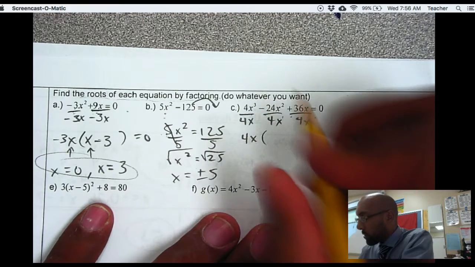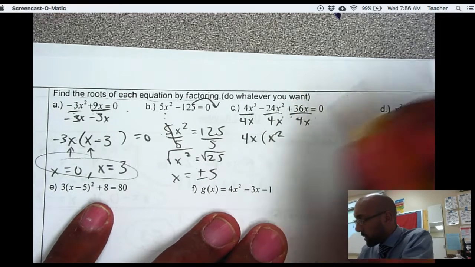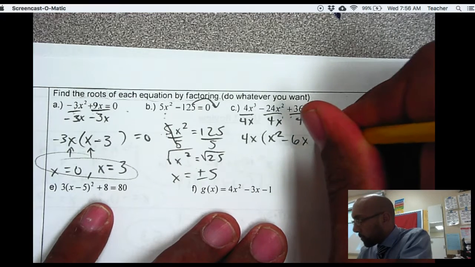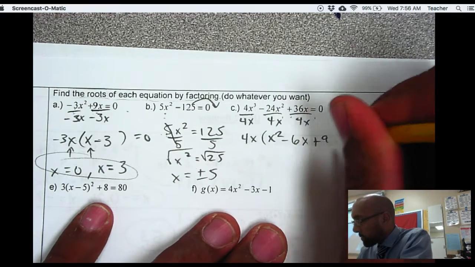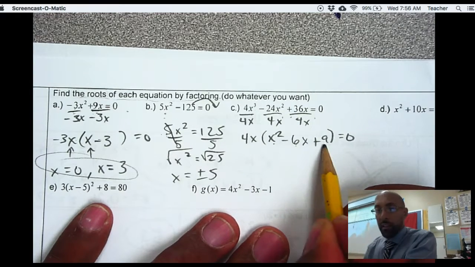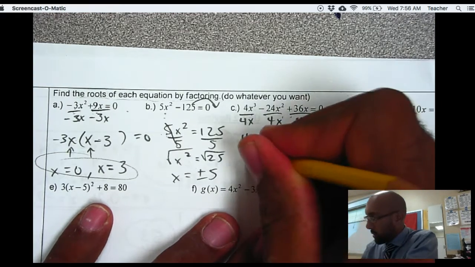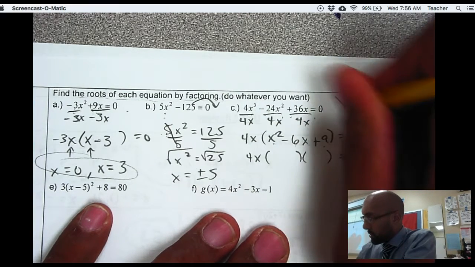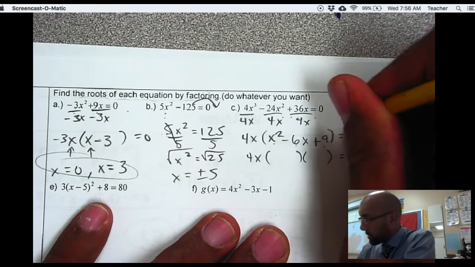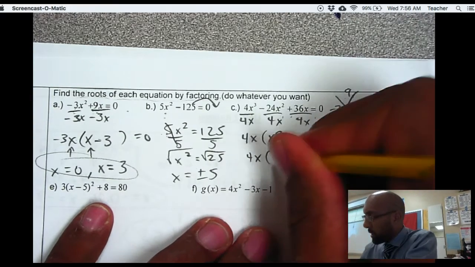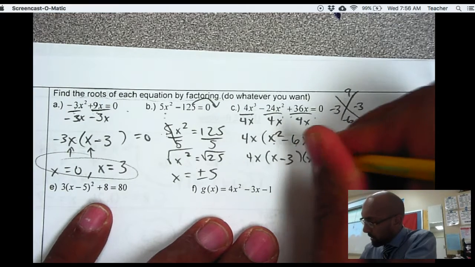Don't stop there, you might be able to keep going. So this would be x squared, then minus 6x, then plus 9. And now I notice that x squared minus 6x plus 9, I can factor that as well. I can do the shortcut there, or I can just do a quick x. 9 goes on top, negative 6 on the bottom. It'll be negative 3, negative 3. So x minus 3, x minus 3.